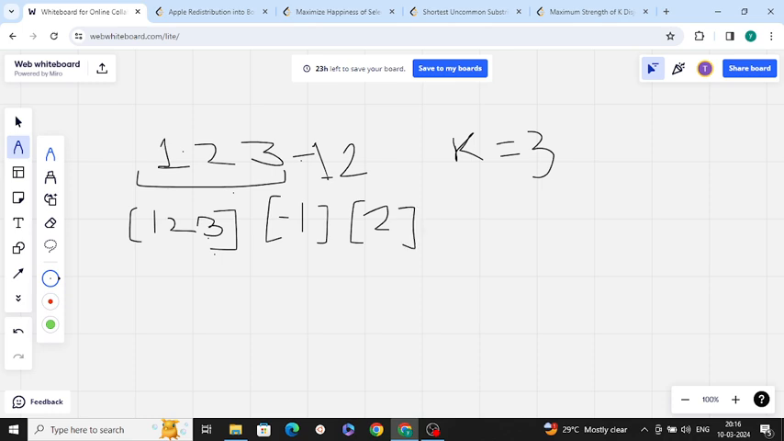Correct. So these are the possible three subarrays. Now apply the formula. The formula is: strength is equal to the sum of the first subarray, that is 3 plus 2 plus 1, which is 6, into x. As I mentioned, for diverting you, they have told that x is nothing but k, starting k, so 3.